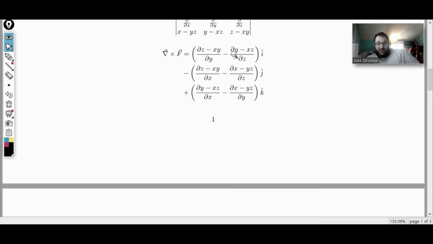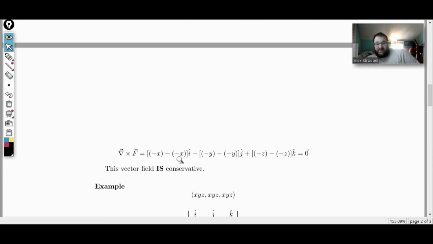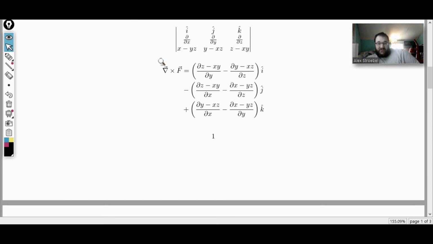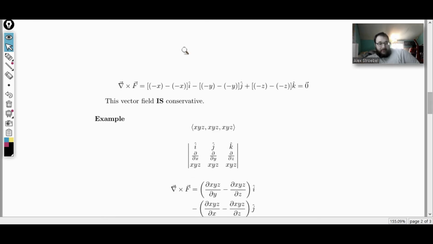Here we're going to get minus y minus, this is going to end up being minus x, and this is minus x. This is going to be minus y, this is minus y. This is going to be minus z, and this is minus z. So what we get is minus x minus minus x, right? That just comes from up here. So these cancel out, these cancel out, these cancel out. It's the 0 vector. So this vector field is conservative.